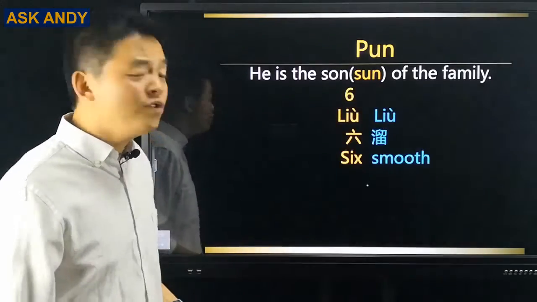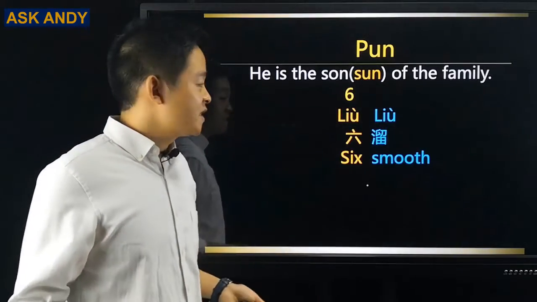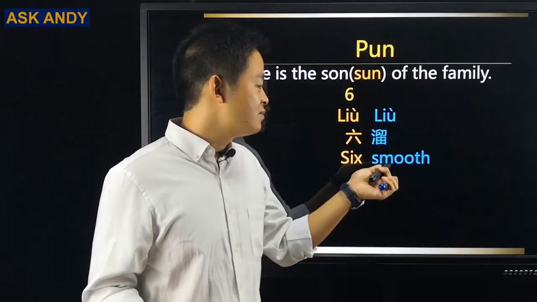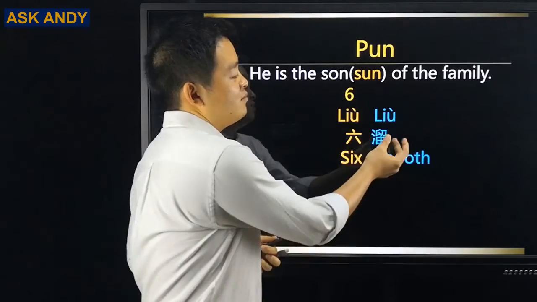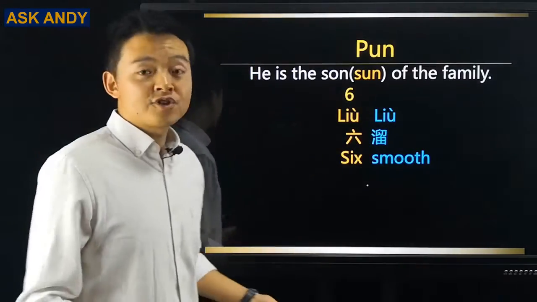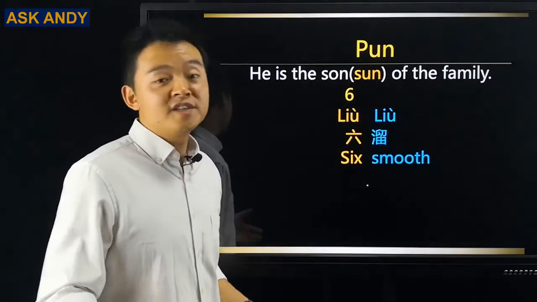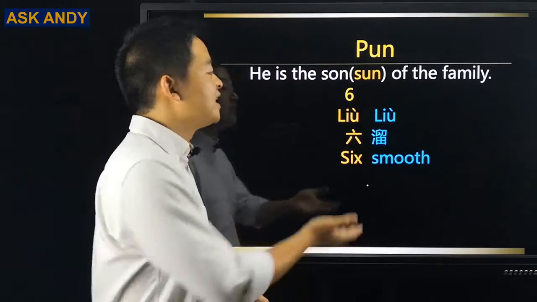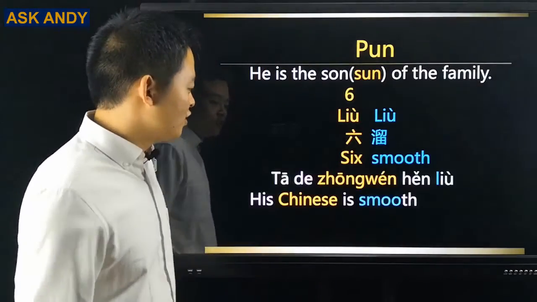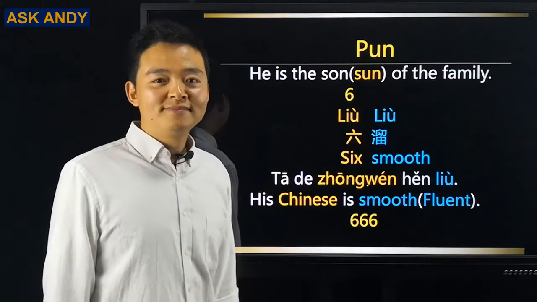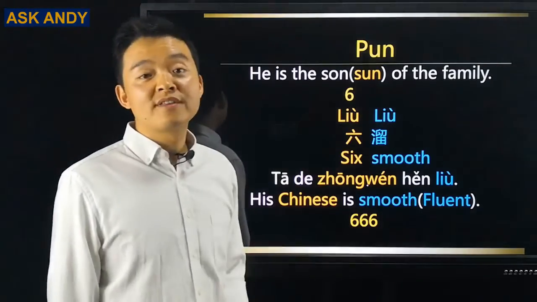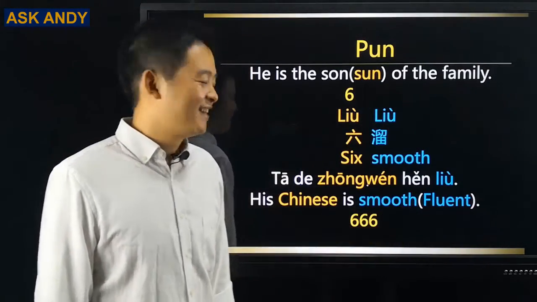Let's see. So for number 6, why do we like number 6? Because liu, we have another character, liu, which means smooth, which shares exactly the same pronunciation with number 6, liu. So it means smooth. For sure, when you're doing something or working, you prefer things move on smoothly. So that's why we like number 6. And this liu has another meaning. Let's see. 他的中文很溜, which means his Chinese is smooth. Actually, it means fluent here.